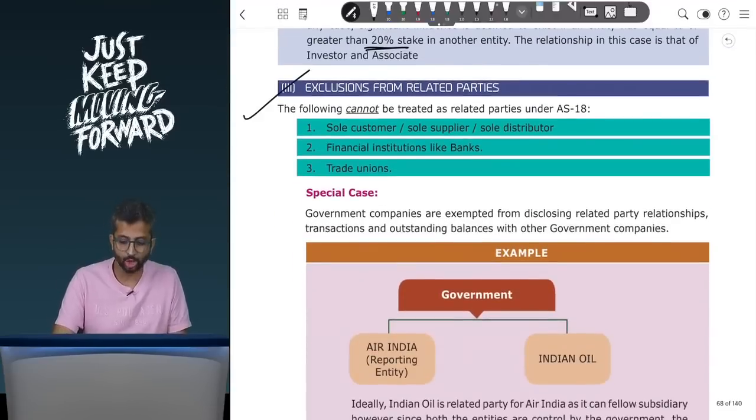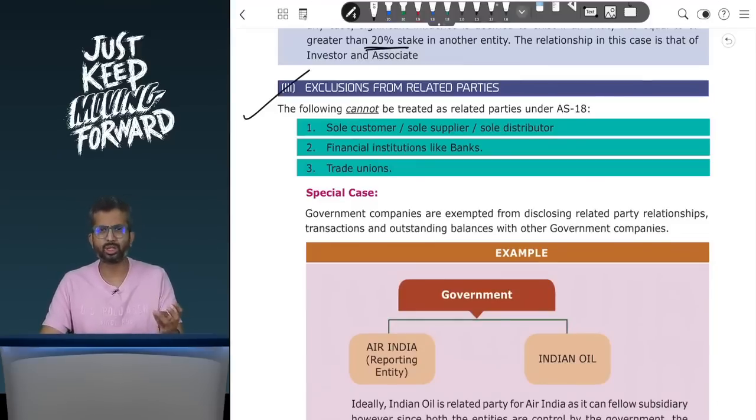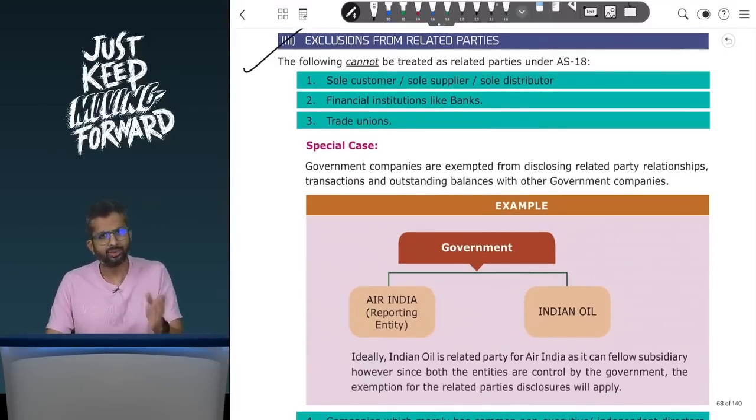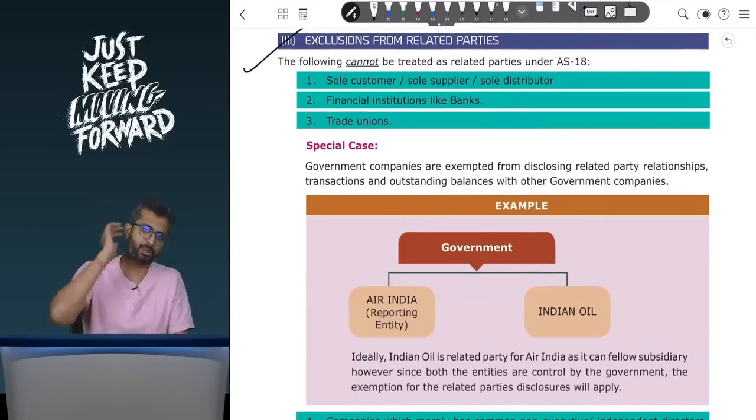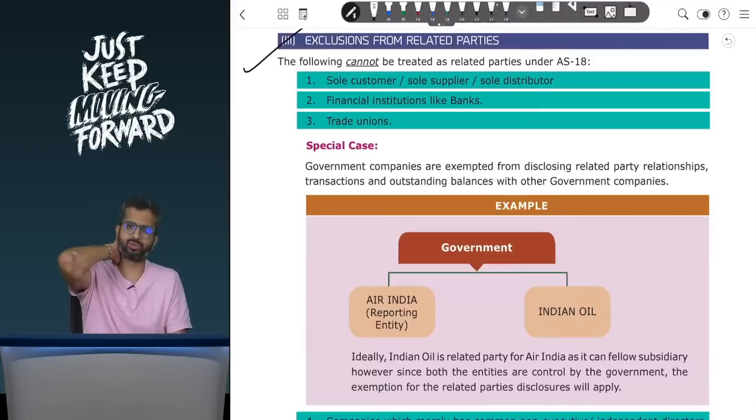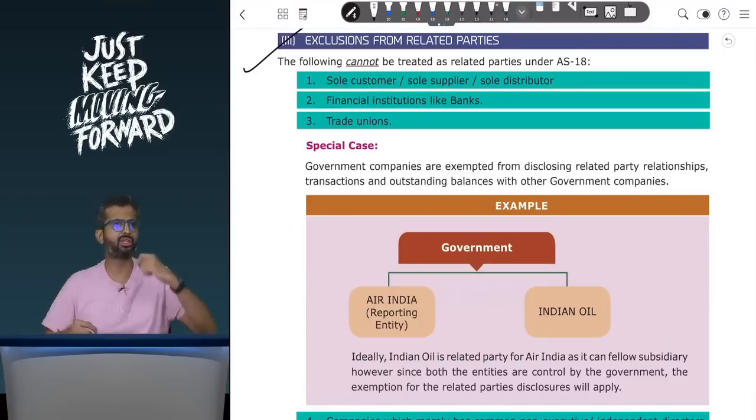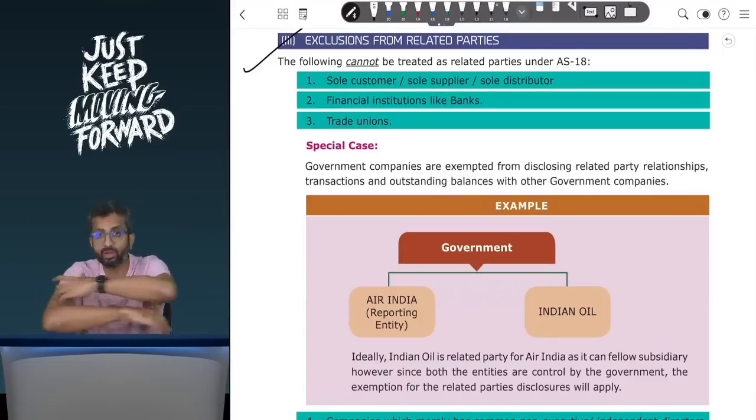Now, what are not related parties? Trade unions, major suppliers, major customers, and banks who are giving you loans are not taken as related parties merely because of these items. However, there is government. If I have a government company where the government owns a 100% stake, but the government also owns a 100% stake in Bank of India, Bank of Baroda, State Bank of India, ONGC, Indian Oil, all of these will be related parties.